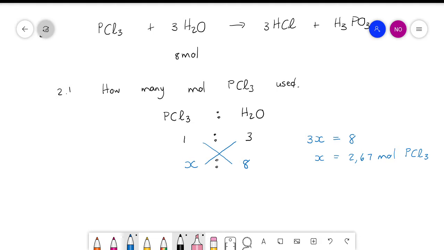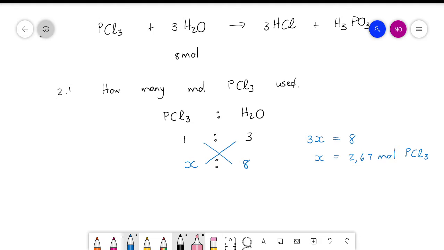You happy? As jy 'n ander manier het om by dieselfde antwoord uit te kom, go for it. Some people say like you add those two together and then you divide it and whatever. It's fine, you can do whatever. But this always works. So if you're looking for an easy method, there it is. So ons antwoord by 2.1 is 2,67 mol.